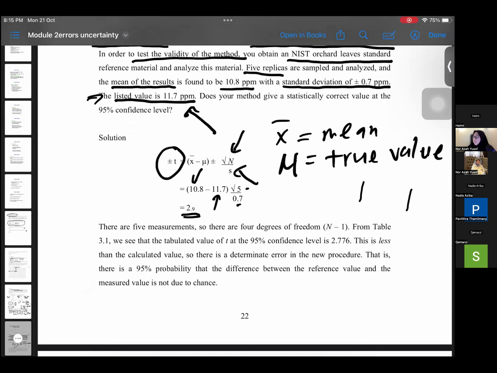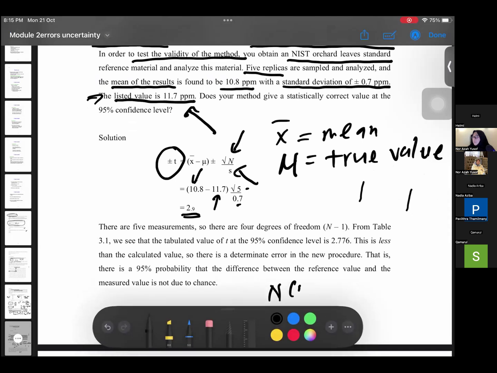So there are 5 measurements, okay? n equals 5. So the degree of freedom is 5 minus 1, yeah? From table 3.1. Okay, it's not in the module, supposed to be. So the degree of freedom is 4.